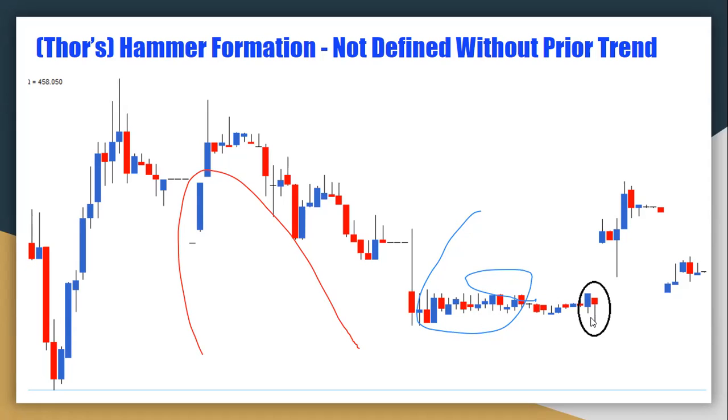One thing is very clear, guys. In case of this hammer formation, you have to enter only when this is occurring in a downtrend, not in a sideways trend. Only when this is occurring in a downtrend.